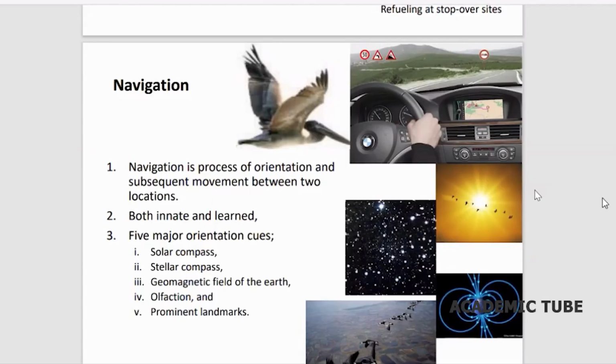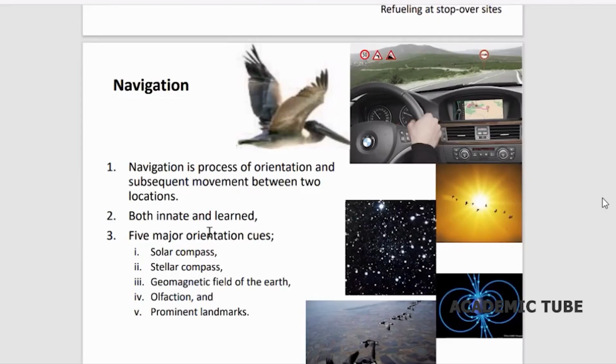Now in modern cars, for example, right, we have GPS technique. Our phones have GPS, right? We can locate any person anytime. So navigation is not at all a problem for us. But for birds, they don't have these kind of GPS mechanisms, right? But how do they navigate? How did they find the route? Now the route finding is both innate and learned.